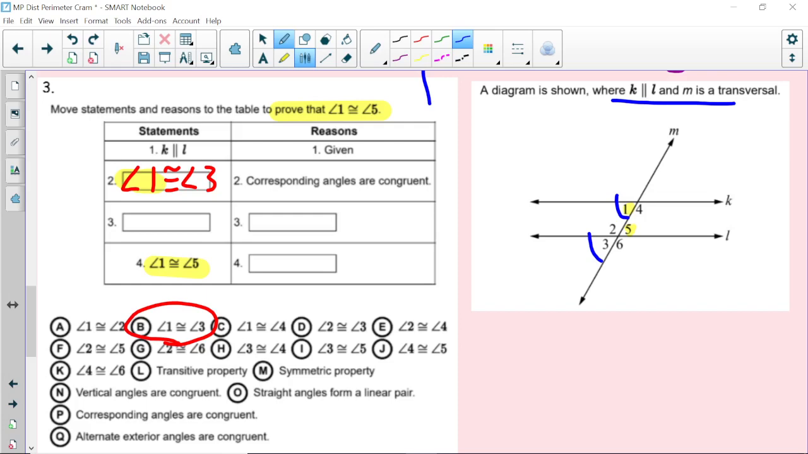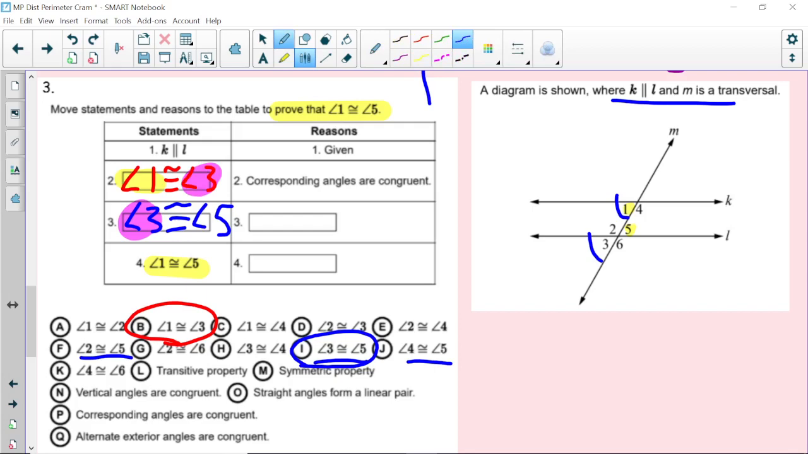Well, taking a look at the options, I have a couple of statements that have angle 5 in them. Only one of them really makes sense with our proof, and that would be this guy right here, because we have already talked about angle 3, so we can now say angle 3 is congruent to angle 5. And we want to bring angle 5 to the party because that's part of our end goal. And angle 3 is the only other angle that we've talked about in this proof so far that is being stated as congruent to angle 5.